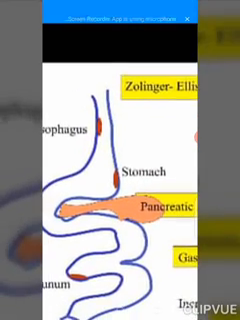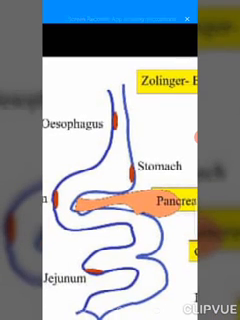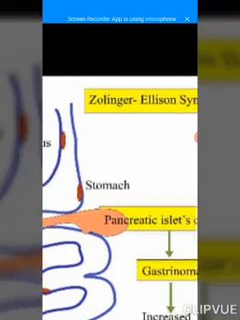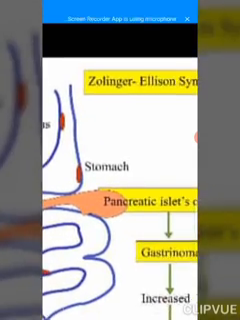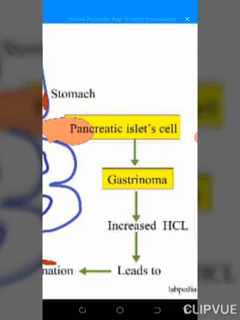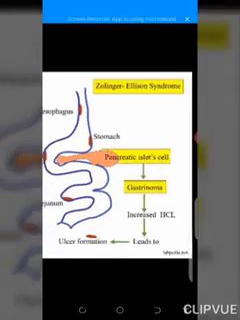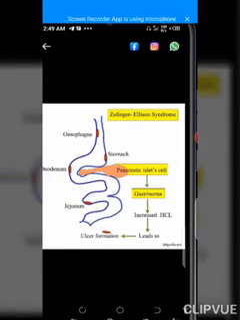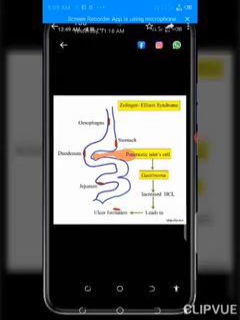If you understand this, then it will be easy for you to get the clinical features and the laboratory investigations that should be done for a patient with Zollinger-Ellison syndrome. Primary problem: gastrinoma producing gastrin. Gastrin increases hydrochloric acid production, and increased hydrochloric acid production results in ulceration in the esophagus, the stomach, the duodenum, and the jejunum. All right, that's the primary thing.